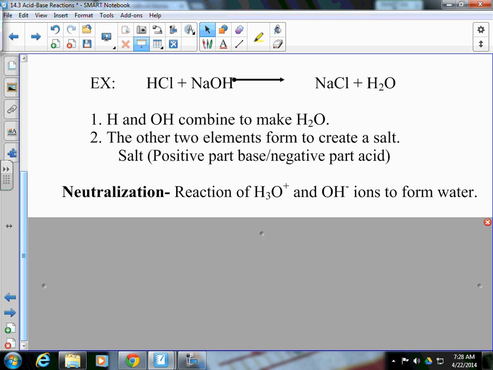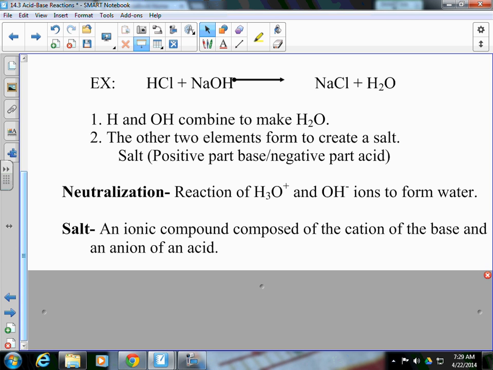Neutralization reactions, we talked about an acid and a base reacting. You can also have H3O plus and OH minus react to form water. That would be an example of neutralization. Salt, we've talked about salts in regards to when I mix an acid and a base, I get water and a salt. A salt is an ionic compound. It's the cation of the base, the positive part of the base, and the anion, or the negative part of the acid. Two terms we talked about in these slides already.